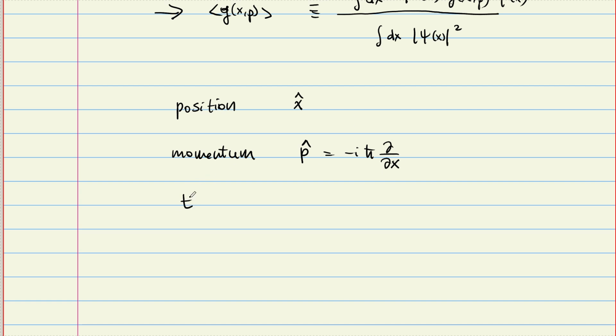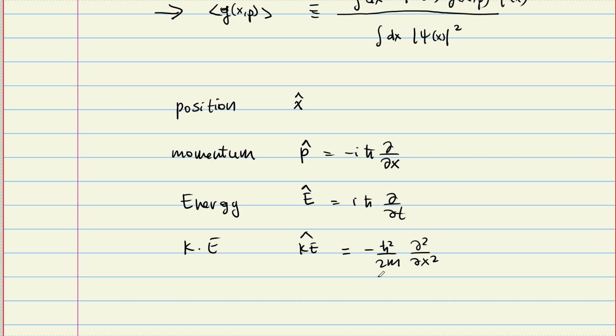So energy, E is i h bar del t. If you want kinetic energy, let me use this notation from your book, it is going to be minus h bar squared over 2m del squared over del x squared. And these are all for a one-dimensional problem. There is only x, and if you have x, y, z, for example, you just add y and z components here. And for p, you are going to have px, py, and pz. Each component is going to have its own momentum.